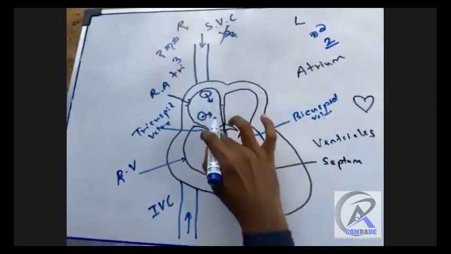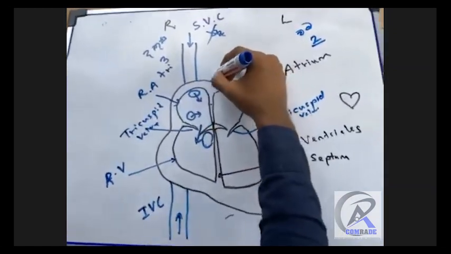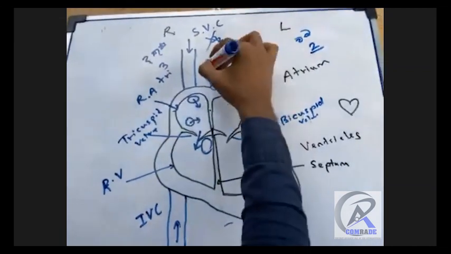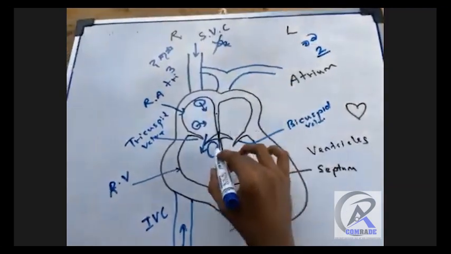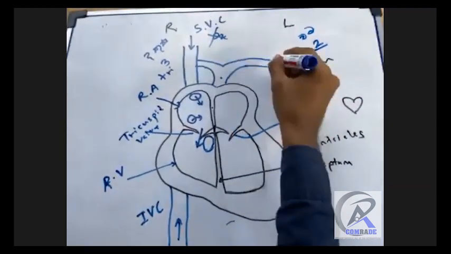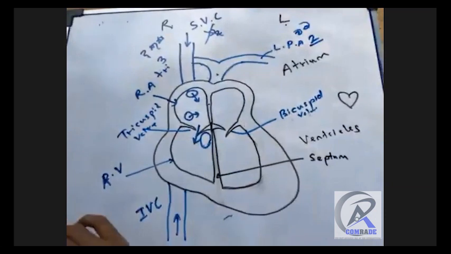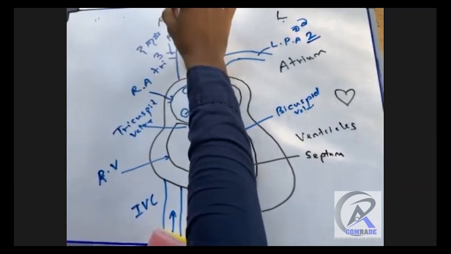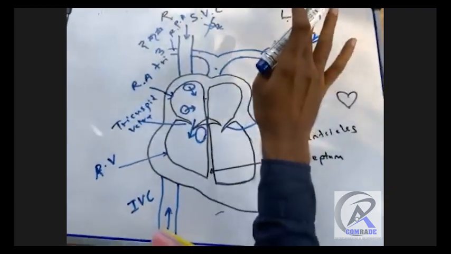This opening comes from this way, goes towards the inside, comes from this side and divides into two parts. So this is the pulmonary valve, pulmonary opening. This is the pulmonary artery, this is the pulmonary trunk, and this is the left pulmonary artery. This side, sorry, the right pulmonary artery. So the right pulmonary artery and left pulmonary artery, I will come to here.